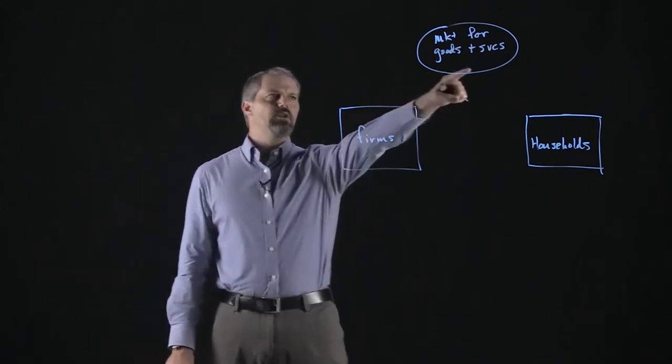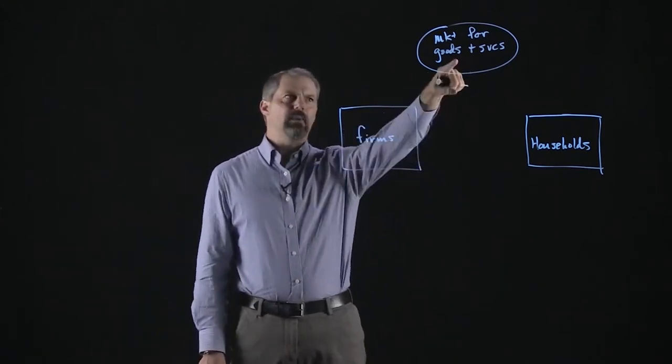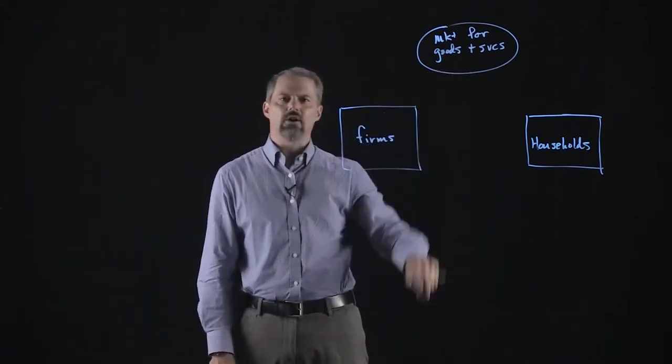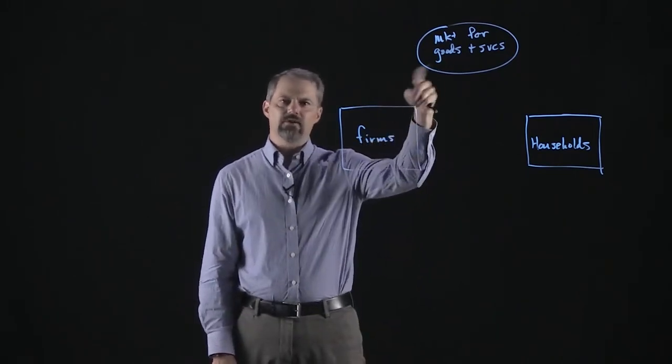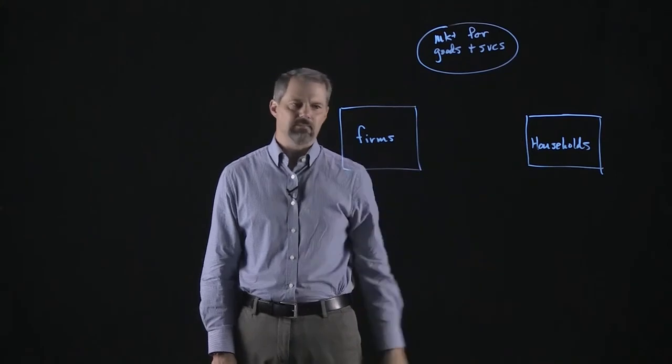So this is where you go if you want to buy a pizza, or you want to buy a new pair of shoes, or you want to buy a car. Okay? And the firms are the ones that are making all of those goods and services. The households are buying them.